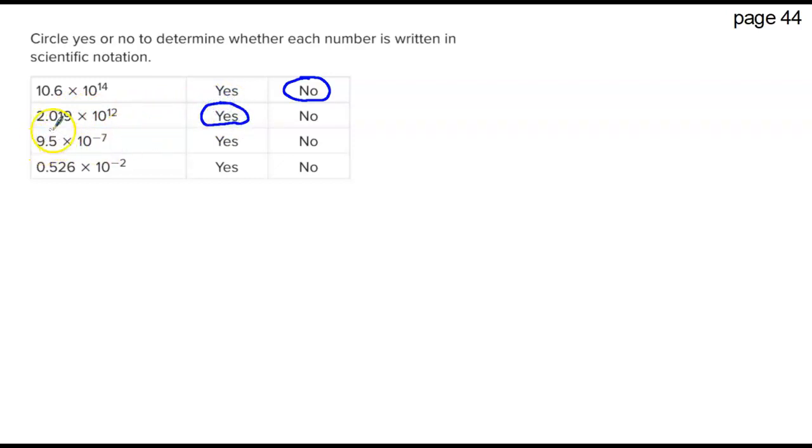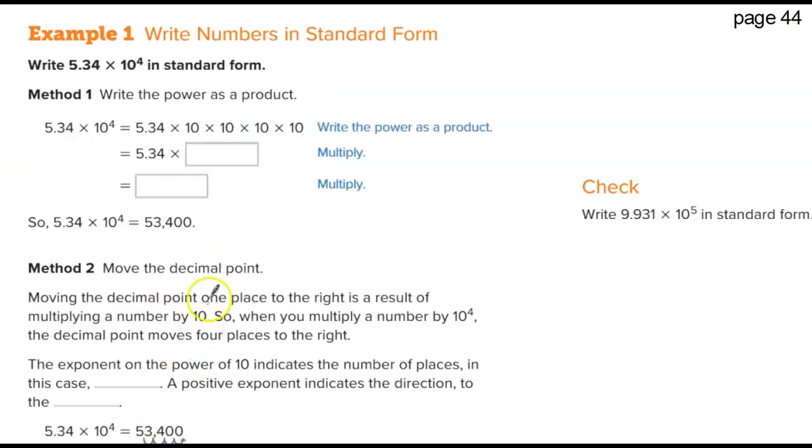This one is also in scientific notation. There's one number to the left of the decimal. All right, so that's a yes. And then this one is not in scientific notation because the number to the left of the decimal has to be between 1 and 9. It cannot be 0. So this one is no. It has to be between 1 and 9.